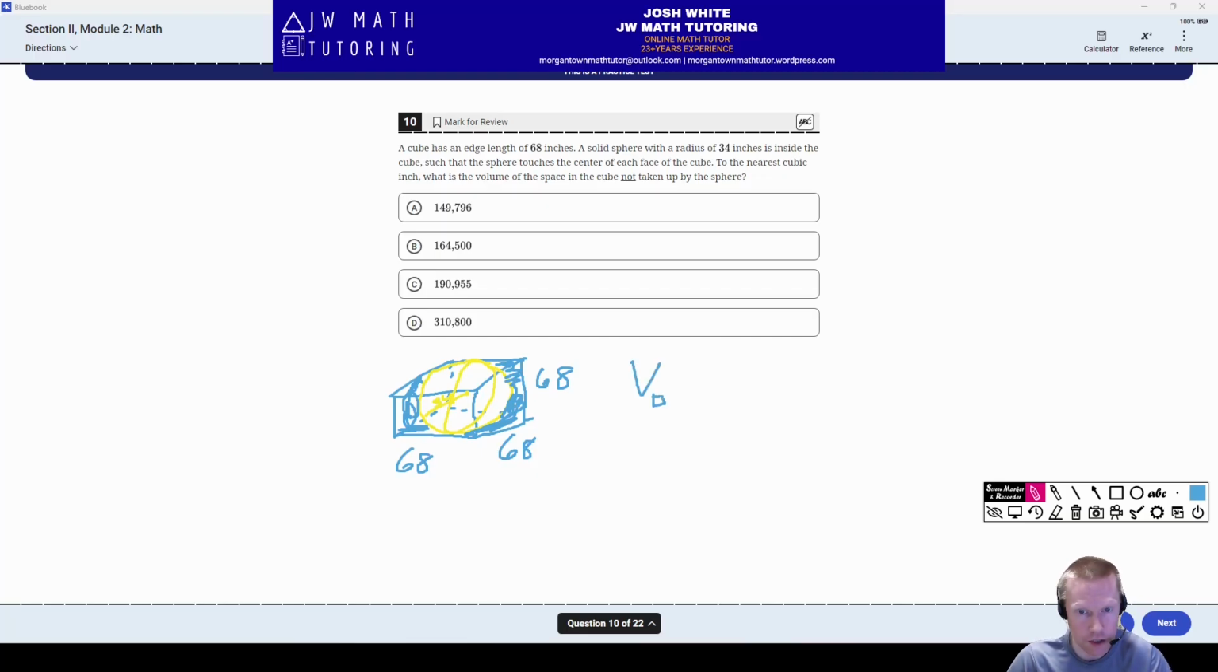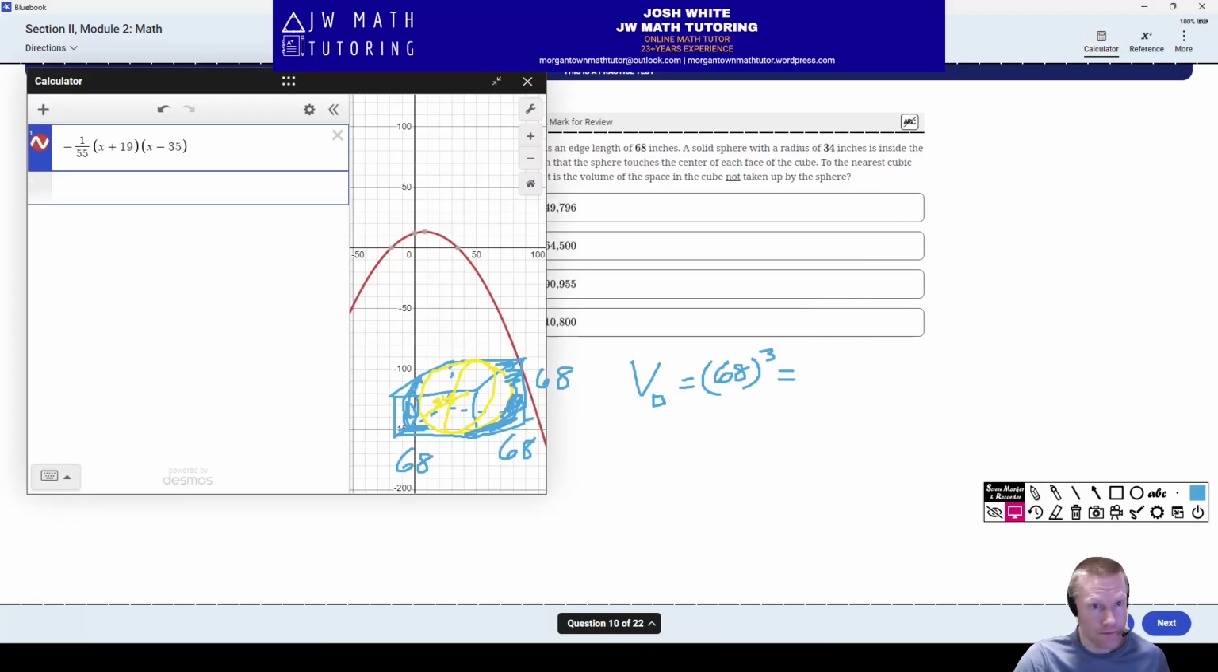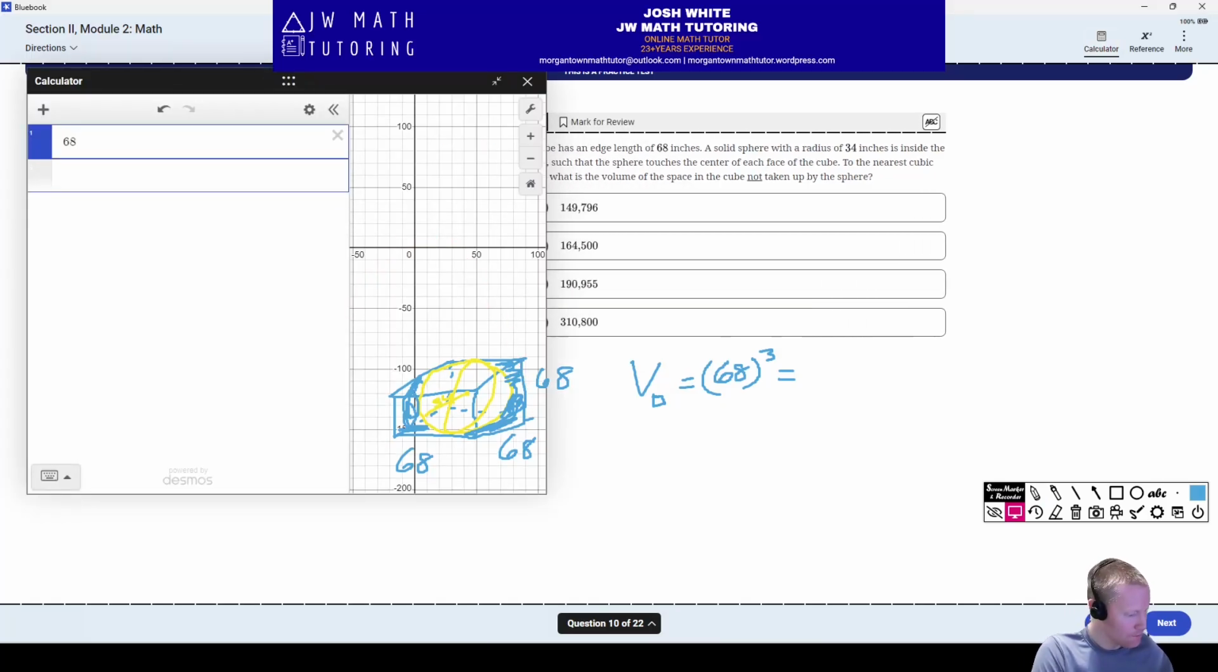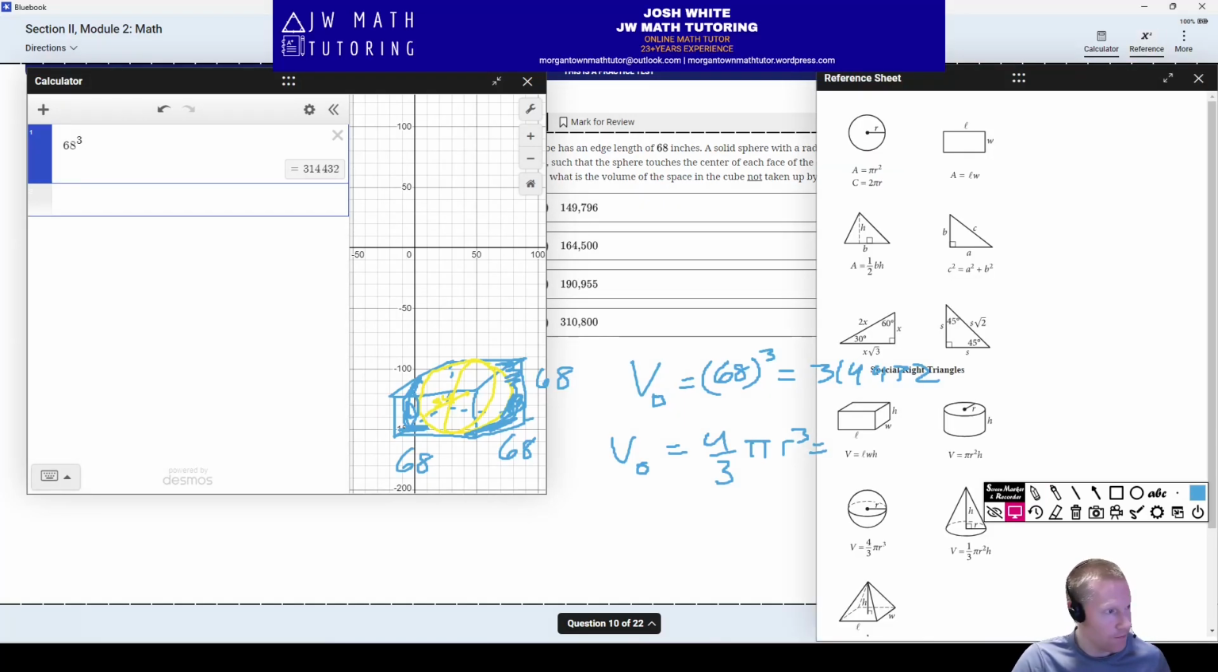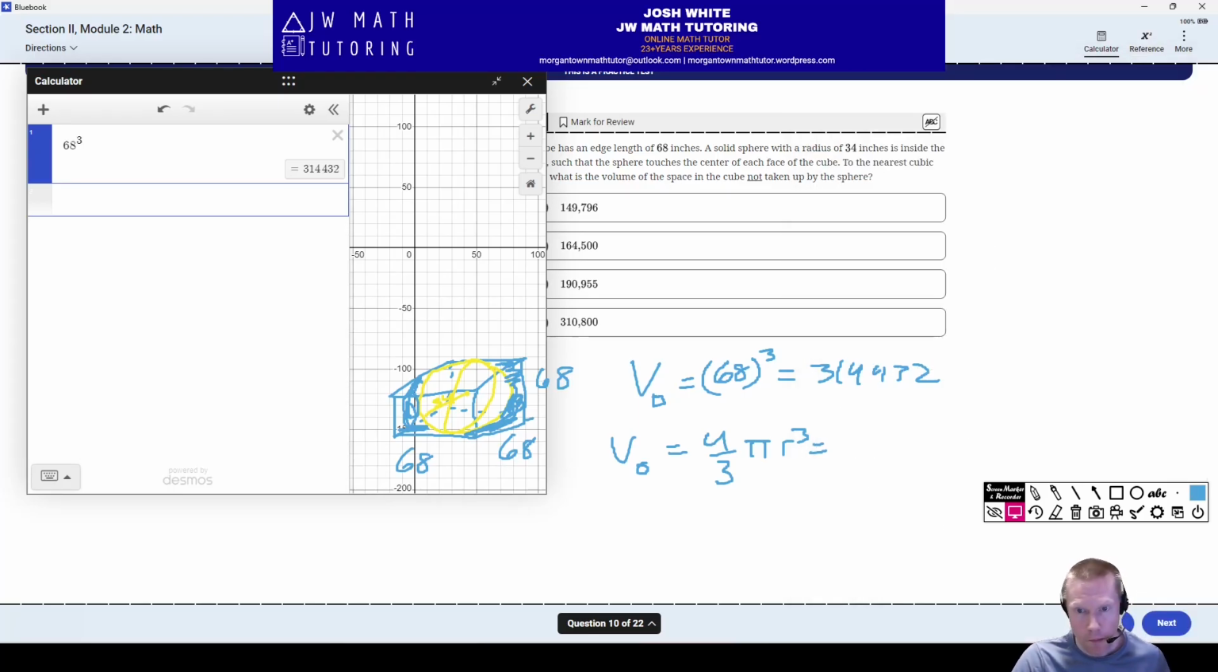But all you're doing is finding the volume of the cube, which is just going to be length times width times height, or 68 cubed, 68 times itself 3 times. That's going to be 314,432. And then the volume of the sphere, which is 4/3 pi r cubed. Note, if you do not remember that formula, click the reference sheet, and it is right down here. Again, volume is 4/3 pi r cubed. So it's going to be 4/3 times pi times 34 cubed.